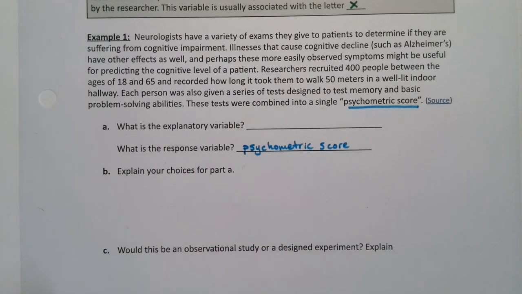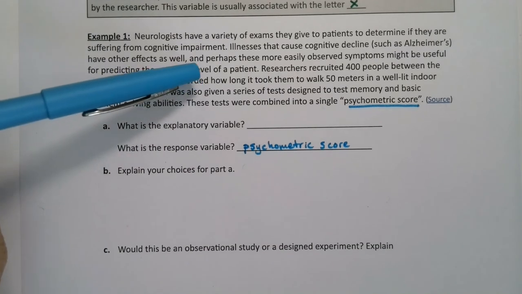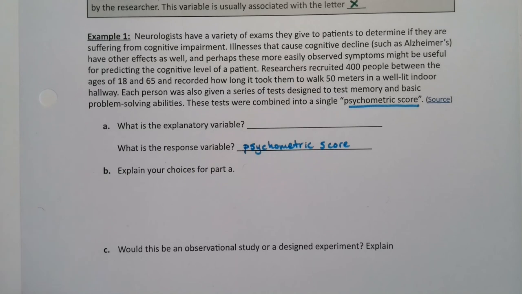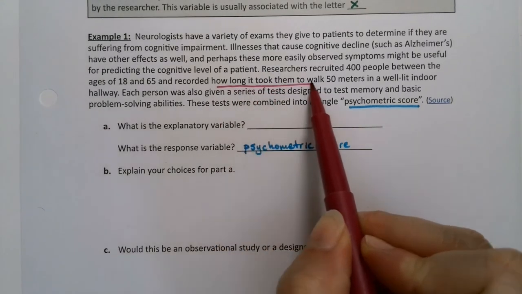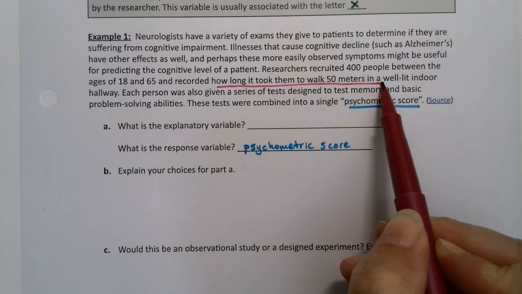Now the explanatory variable, let's see here. So researchers recruited 400 people between the ages of 18 and 65 and recorded, there it is, how long it took them to walk down the hallway, right? So time it takes to walk 50 meters.